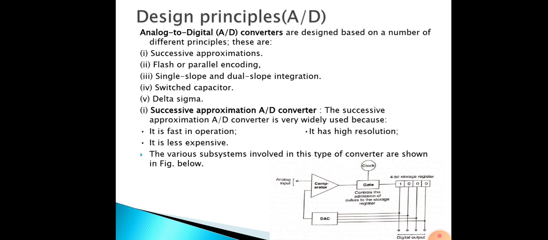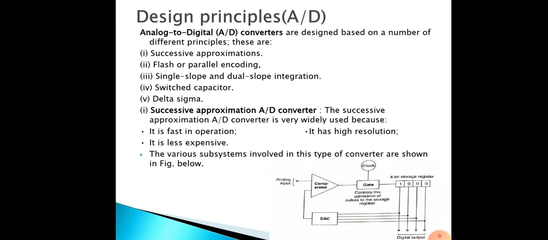You can see the counter, that is a 4-bit storage register, giving you 1000, then next it will be counting further, so it will be giving your digital representation of the analog voltage. So this is showing you binary data. Okay, that is the successive approximation A to D converter.